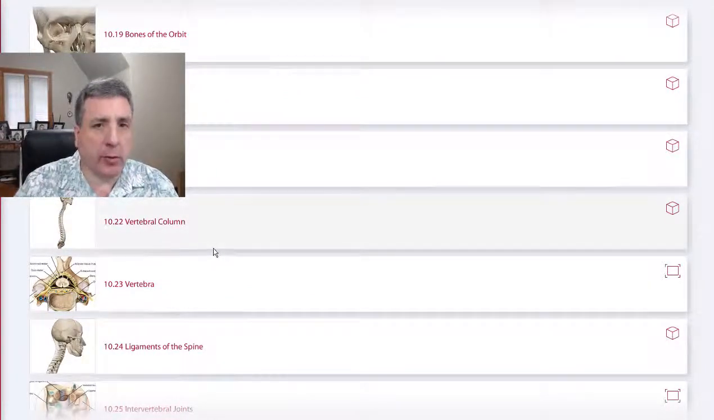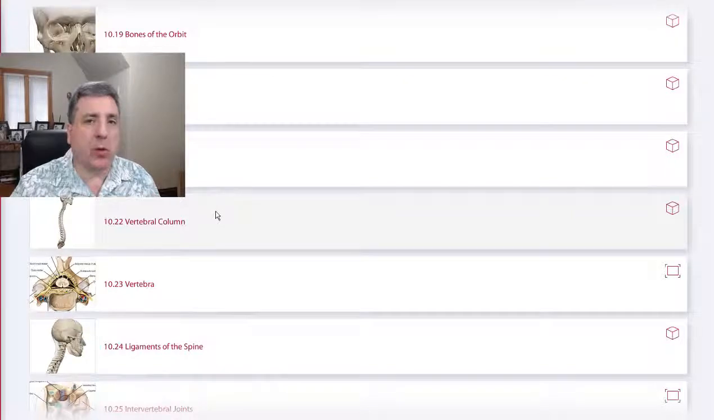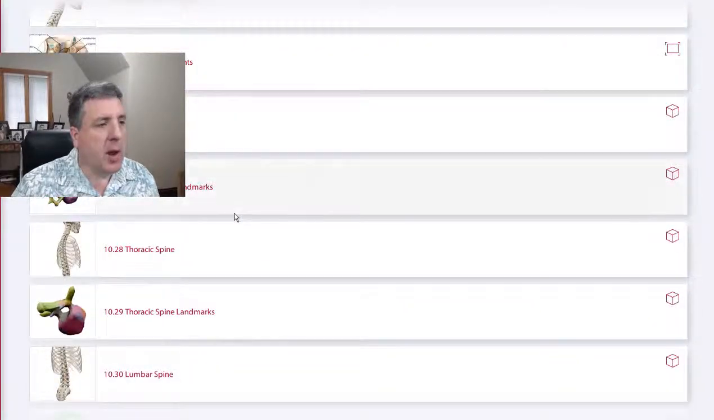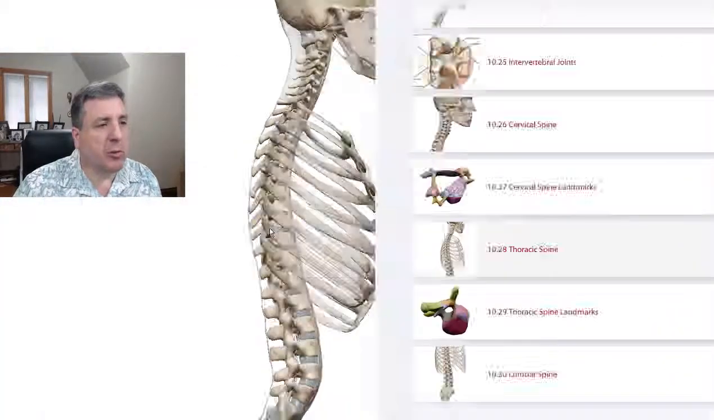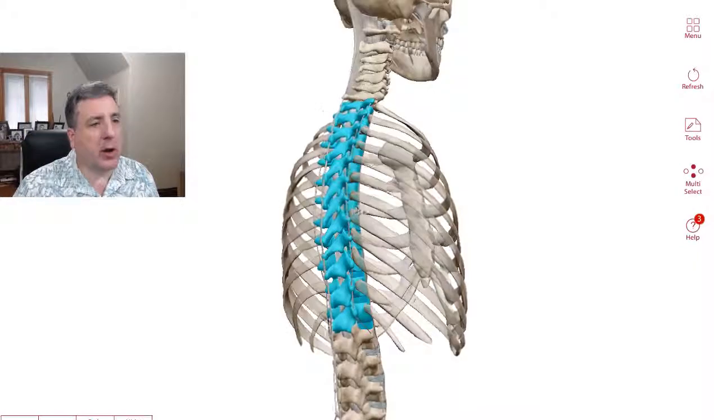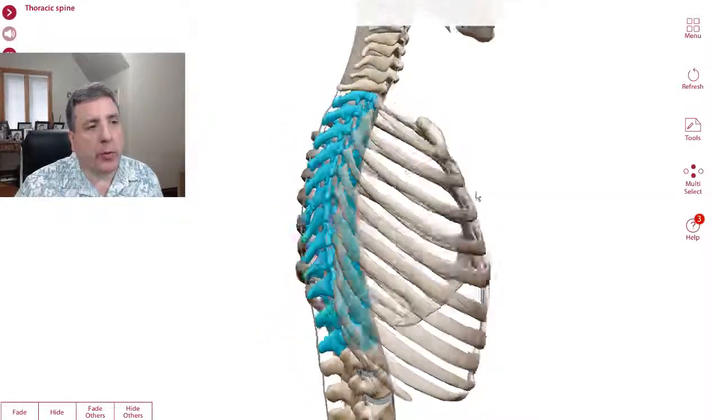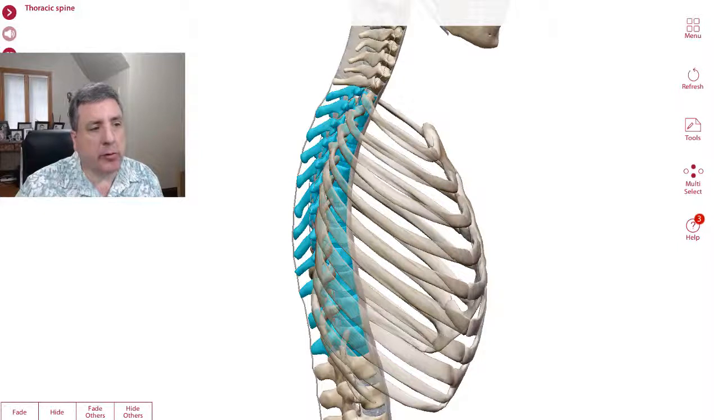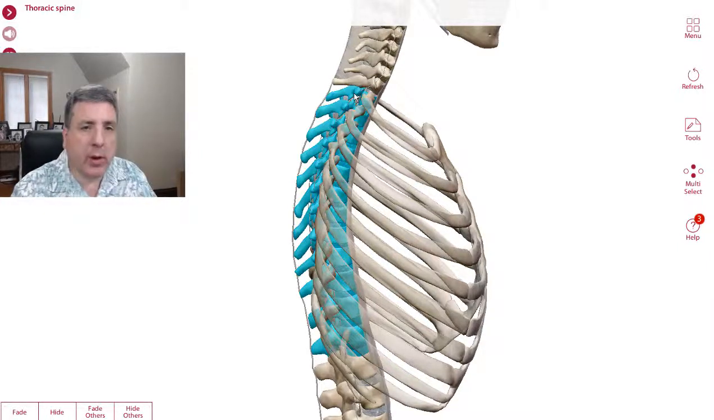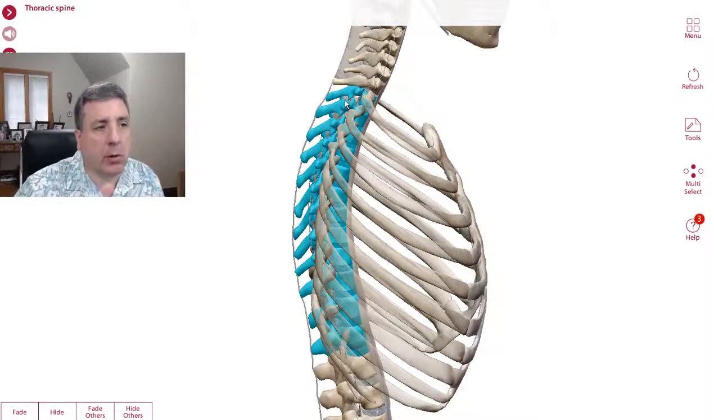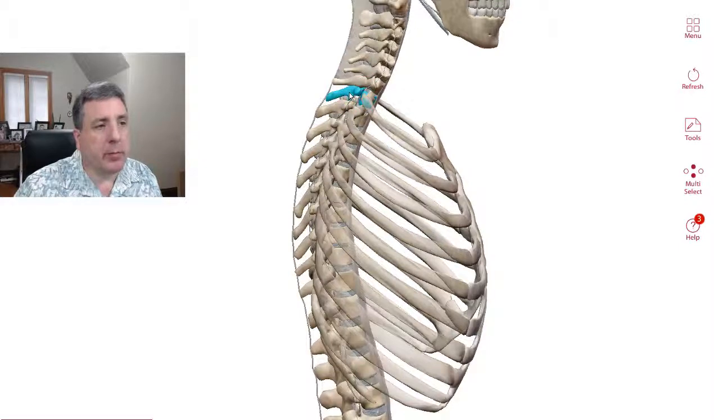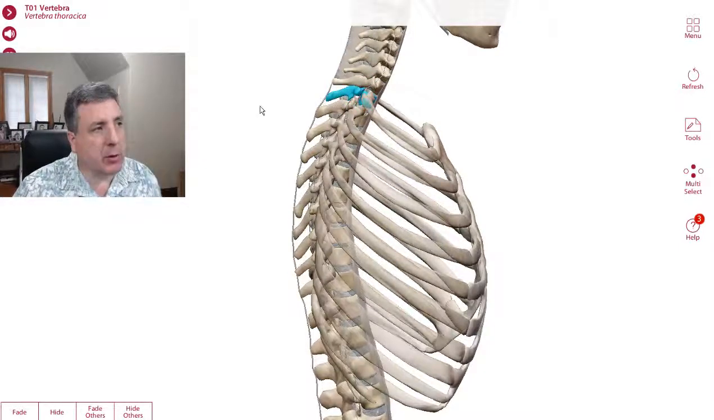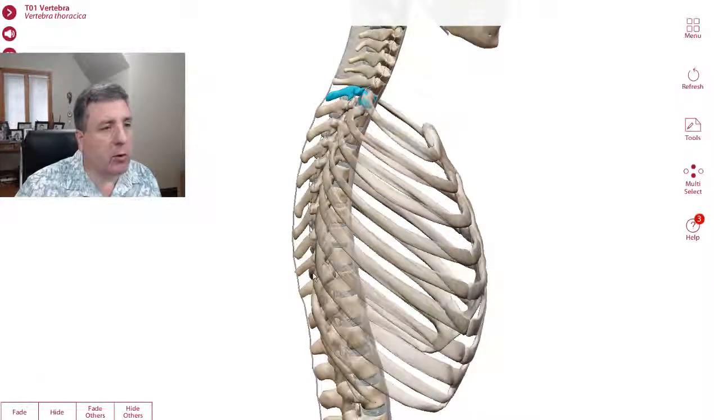Okay, so the first thing that I want to do, I'm going to jump down. I'm going to skip the cervical spine right now. I'm going to jump down into the thoracic region and look at the specific structures of the thoracic spine. So the thoracic spine is going to be below the cervical and above the lumbar region. That's going to consist of 12 vertebra, okay? And they're numbered T1, as you can see, it's labeled on here, T1 down to T12.